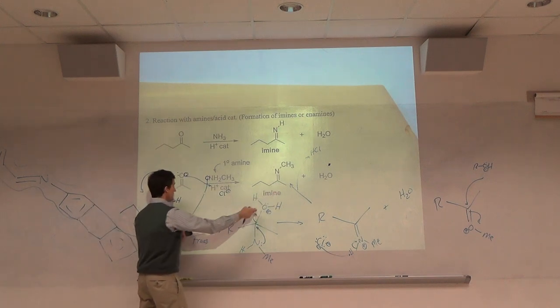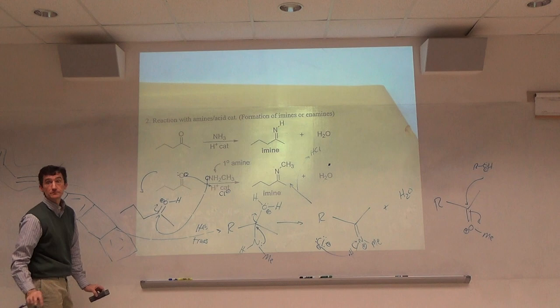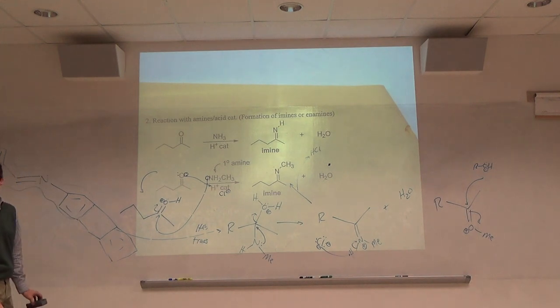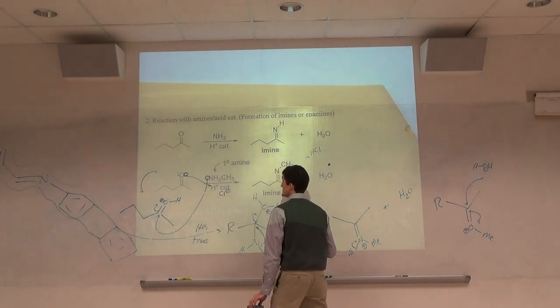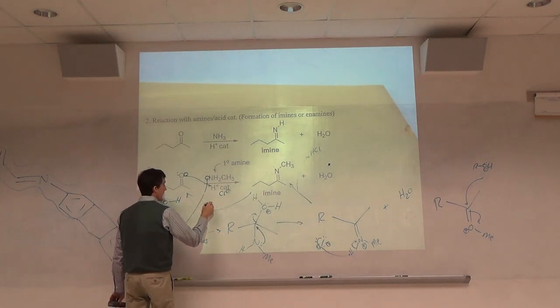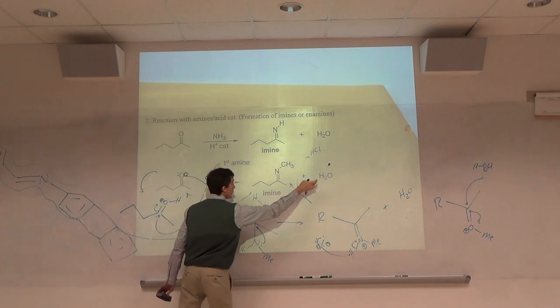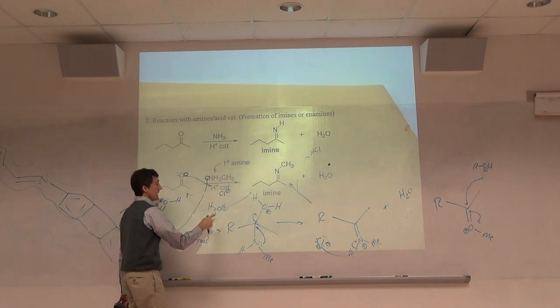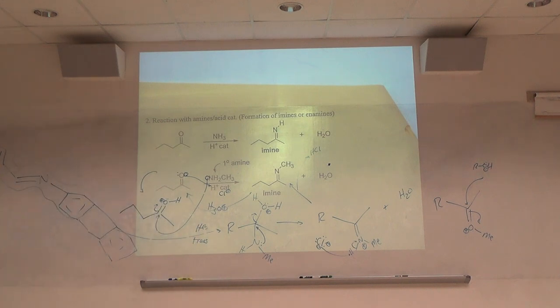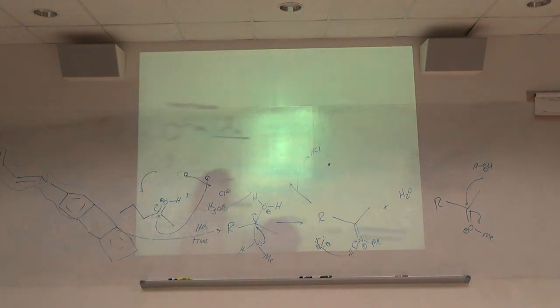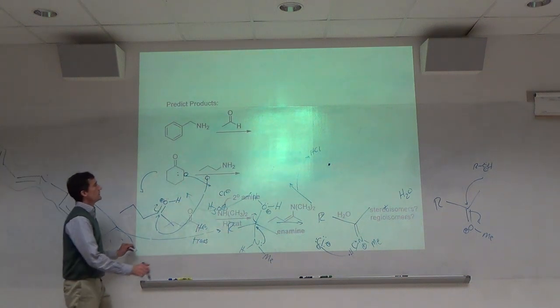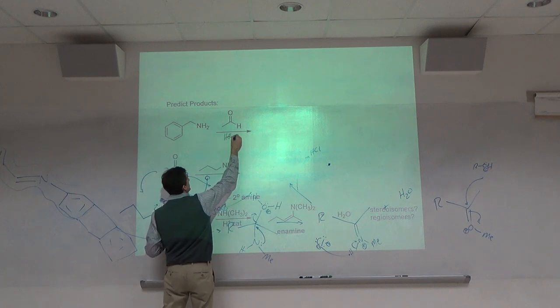If you add water, can you convert the imine back to the aldehyde or ketone? Sure. How would you do this? H3O plus. Water reacts with acid to give these acid catalysts, H3O plus. Show the products of these reactions here. Now, I'm not showing the H plus catalyst, you can show that if you'd like.